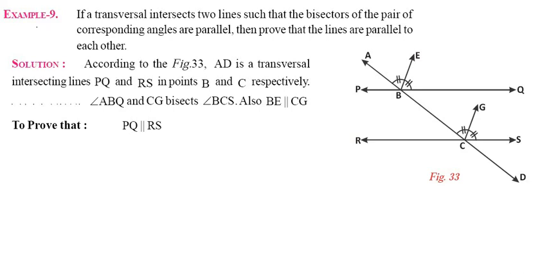Now come to the next example. You can see here, if a transversal intersects two lines such that the bisectors of a pair of the corresponding angles are parallel. So you can say this and this are parallel. Then prove that the lines are parallel to each other. That means to prove this one, PQ parallel to RS. So let us see how we can do this.